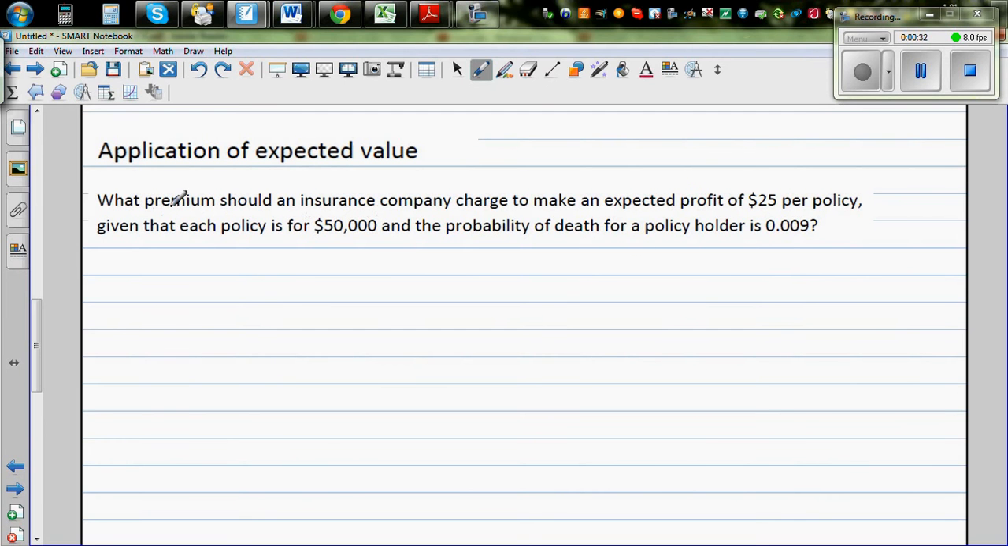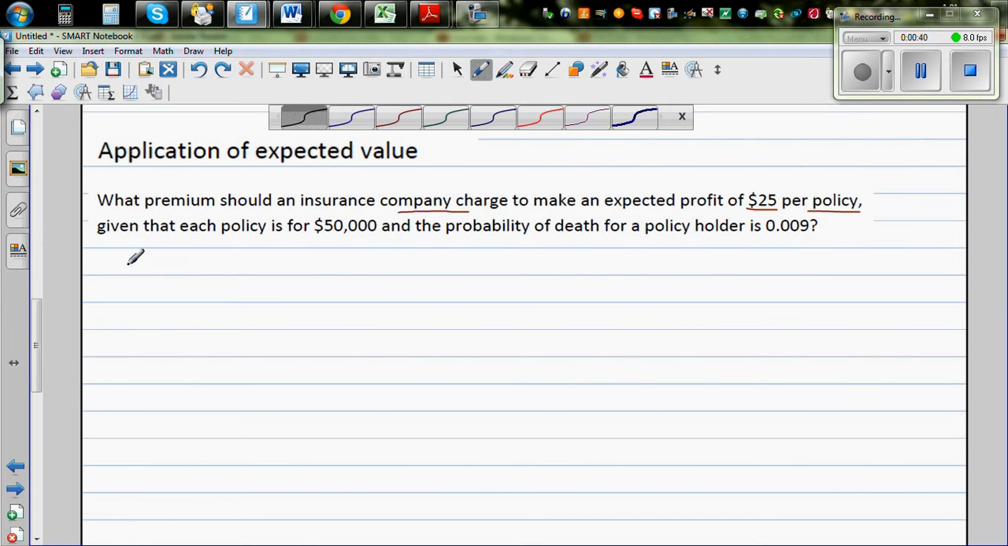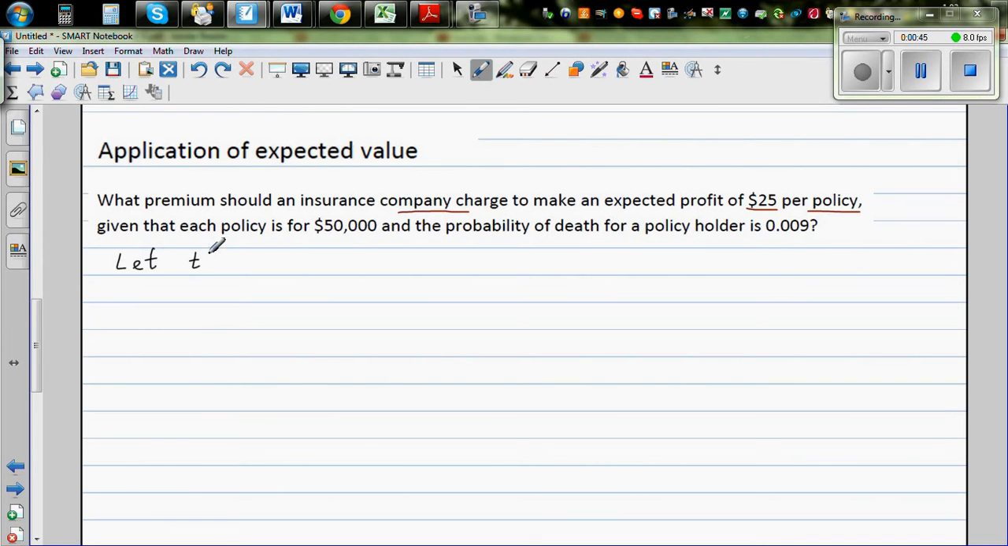Here, what premium should the company charge to make an expected gain of $25 per policy? So let's say let the premium be P. Let the premium they are going to charge be equal to P. P is the amount of insurance, and the expected gain that the insurance company wants is $25 per policy. So what does this mean?